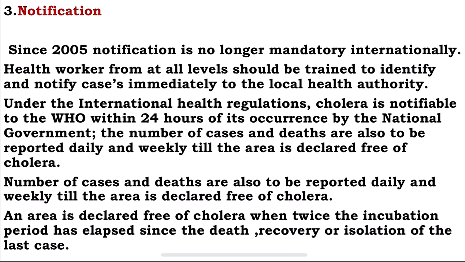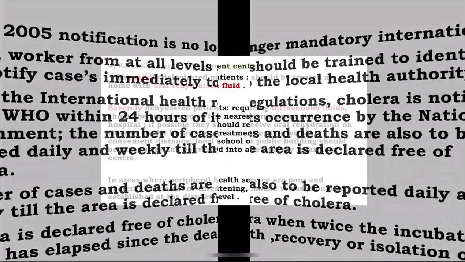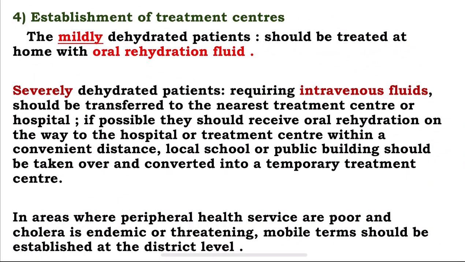Okay, now if the incubation period is 5 to 10 days, we need to see that 7 days have passed, and that twice the incubation period, 14 days, have passed, and no deaths have occurred since the death, recovery or isolation of the last case. We need to wait for twice the incubation period, and then if no cases come up, we consider the area to be free of cholera. Establishment of treatment centers.